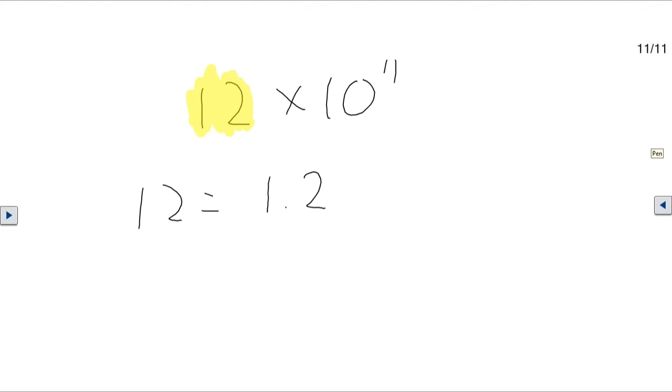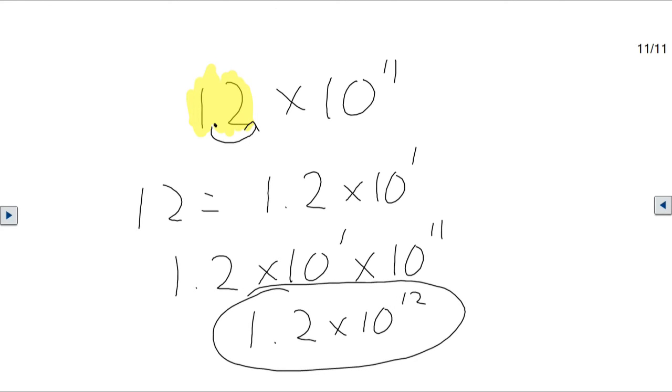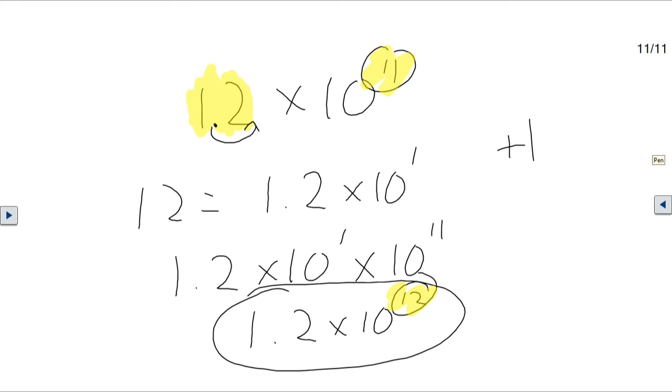So 12 is equal to 1.2. If I put my decimal point there, I have to move it right one spot. So that's times 10 to the 1st. So 1.2 times 10 to the 1st times 10 to the 11th equals 1.2 times 10 to the 12th power. Now you'll notice in the ones I have to adjust, if I compare my two exponents, 11 and 12, it is just a plus 1.